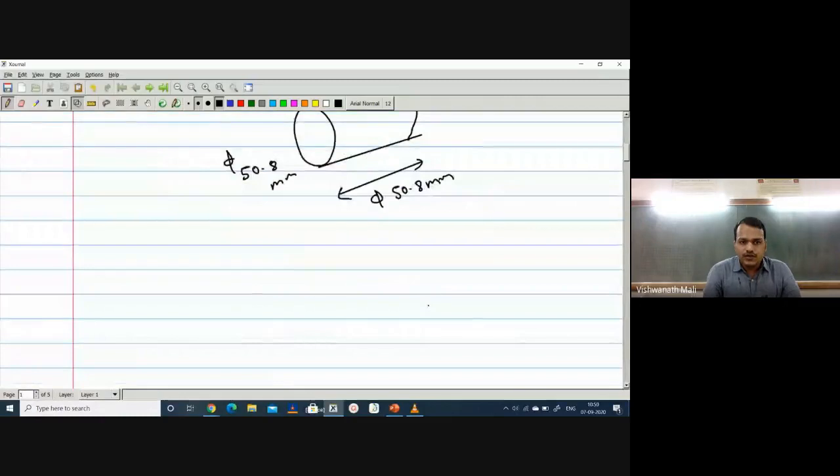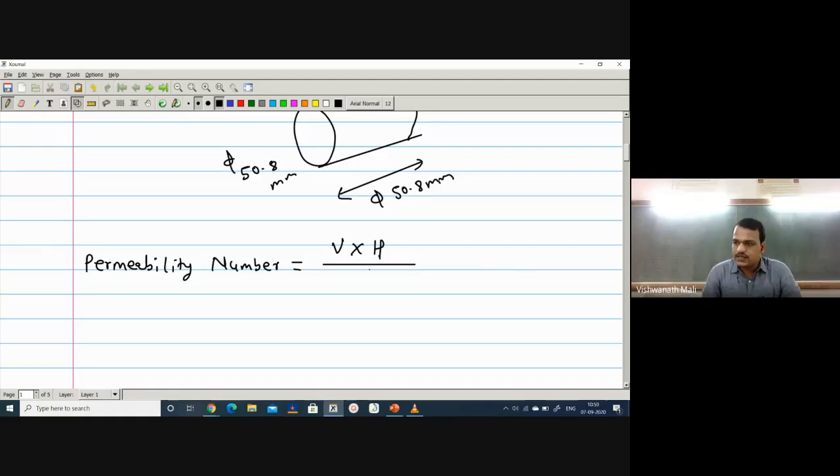Now, there is a formula for the permeability number. That formula is V into H divided by P into A into T. I will explain that. So what is this? That we will see.